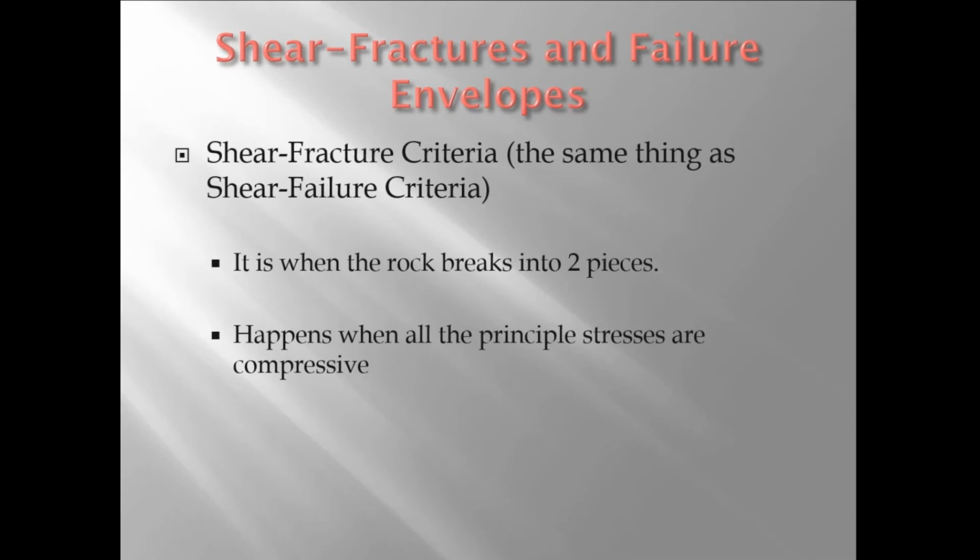Shear fracture criteria and shear failure criteria are just two words for the same thing, so sometimes you'll see one or the other, even in your textbook. And what it's getting at is what it takes to break the rock into two pieces. So it shears all the way through. And you're only going to get shear failure if all the stresses are compressive. So if you actually have tension in at least one direction, it's not a shear failure. It's purely tension cracking.